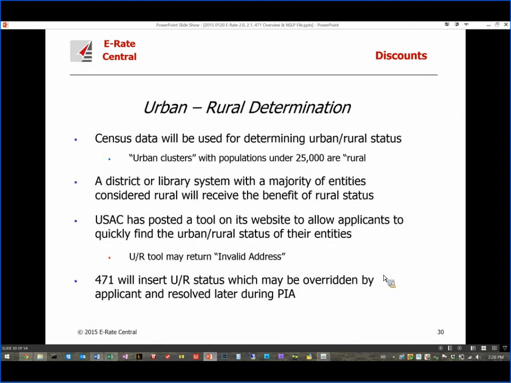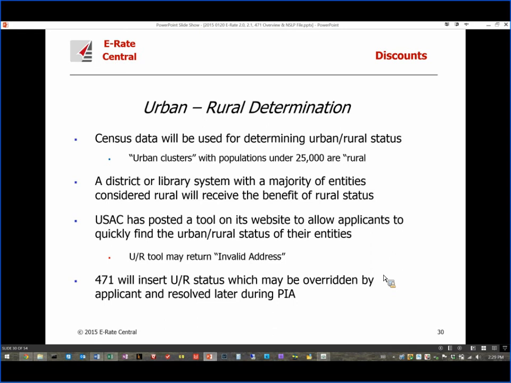The urban-rural determination has gone back and forth. I think for the most part, we're pretty positive about where it ended up. It basically defines as rural those who are in urban clusters with populations under 25,000. A district or a library system with a majority of entities that are considered rural receives the benefit of the rural status.